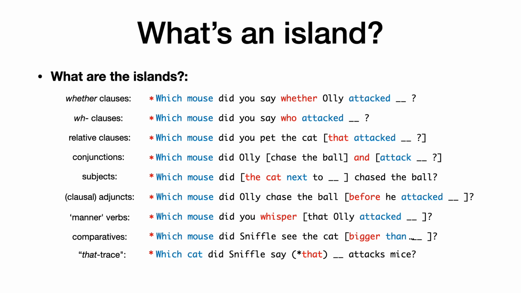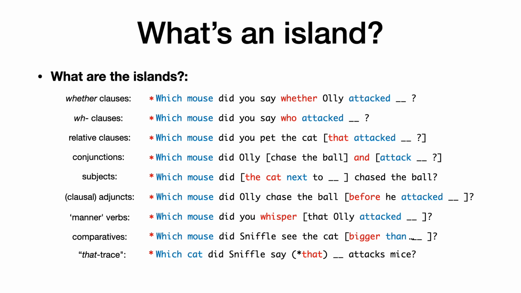And finally, this is actually my favorite. I've had people tell me that this doesn't quote unquote count as an island, and I don't really know what that means, to be honest. But generally speaking, having a filler gap dependency with a subject sounds funny if that subject happens to sit right next to a complementizer. This is a little weird, and we will come back to this, but it sounds okay to say, which cat did Sniffle say attacks mice? But it sounds worse to say, which cat did Sniffle say that attacks mice? This one is a little weird.